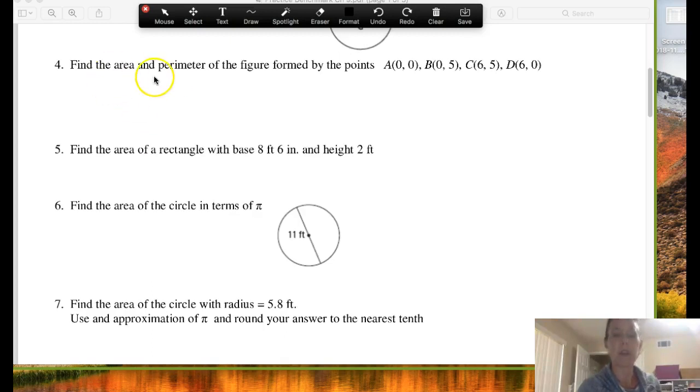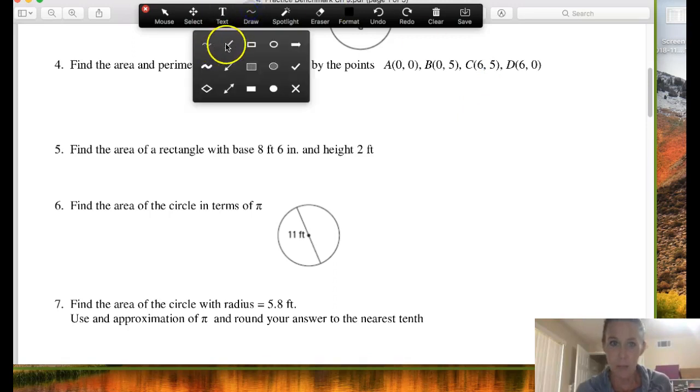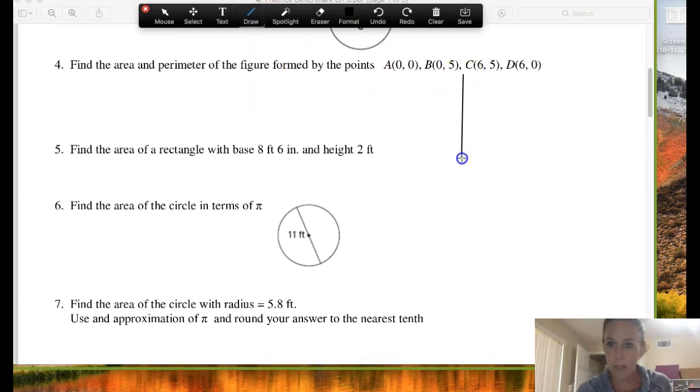All right, find the area and perimeter of the figure formed by these points. The best thing to do with this is to draw it out, even if you have to draw it out by hand on a piece of paper, or get a little grid and draw it out. I'm just going to draw it out by hand to show you how simple this is. If I just make little tabs, 1, 2, 3, 4, 5, 6, and just do this by hand so you can see what you're looking at.